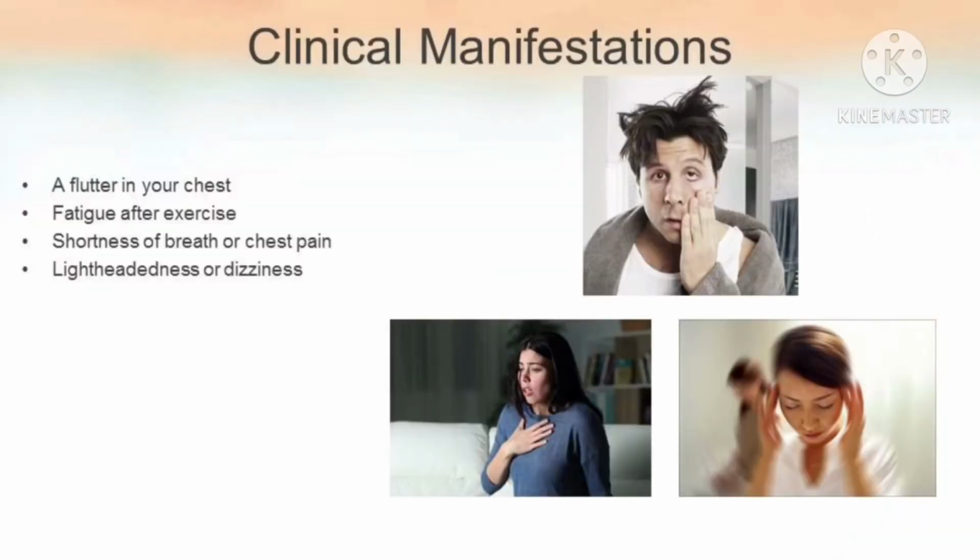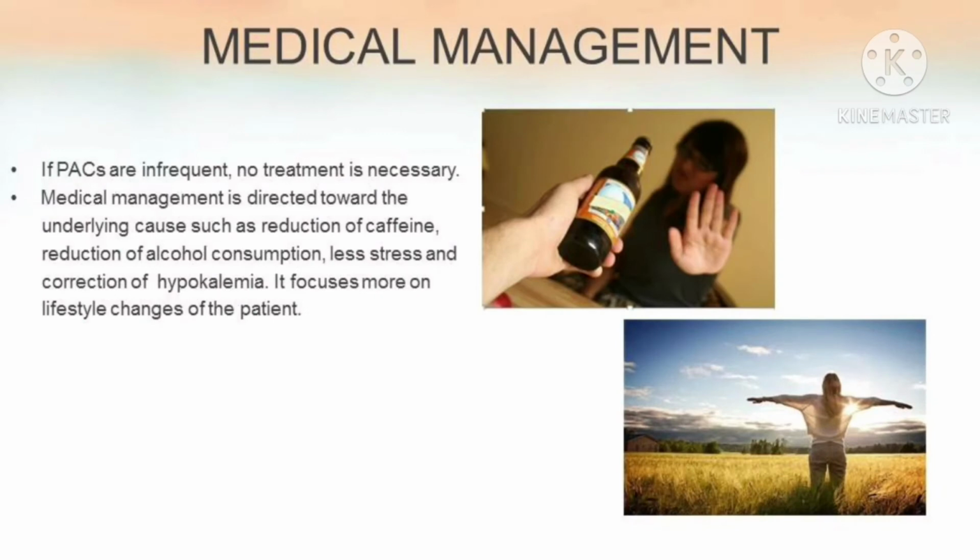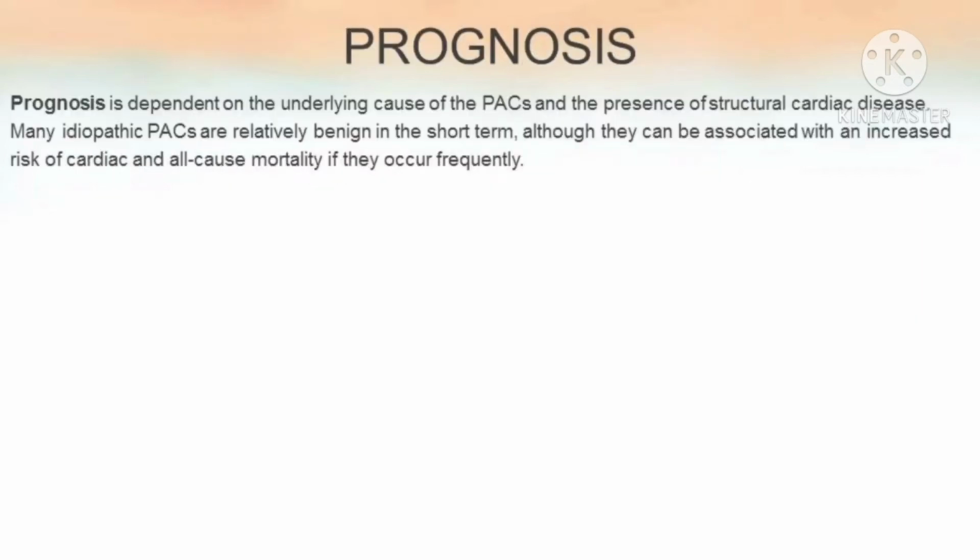Clinical manifestations of premature atrial contraction: a flutter in the chest, fatigue after exercise, shortness of breath or chest pain, lightheadedness or dizziness. Medical management: if the premature atrial contractions are infrequent, no treatment is necessary. Medical management is directed toward the underlying cause, such as reduction of caffeine, reduction of alcohol consumption, less stress, and correction of hypokalemia. It focuses more on lifestyle changes of the patient.